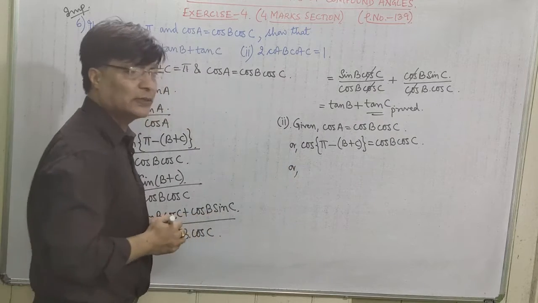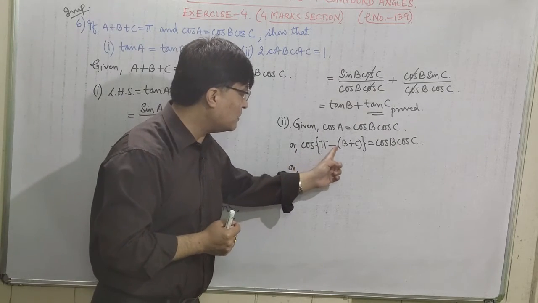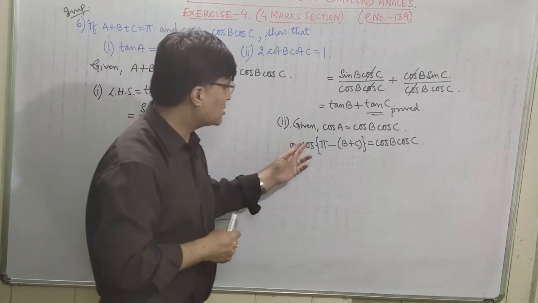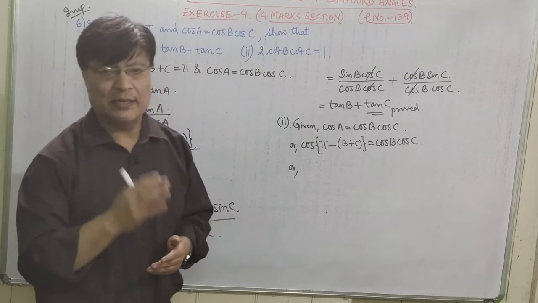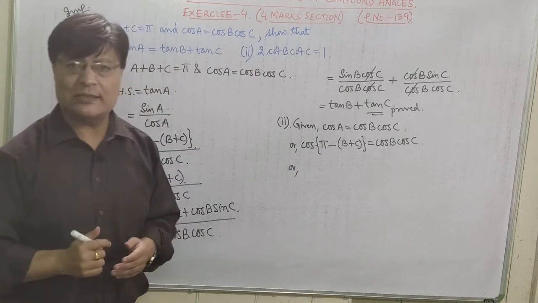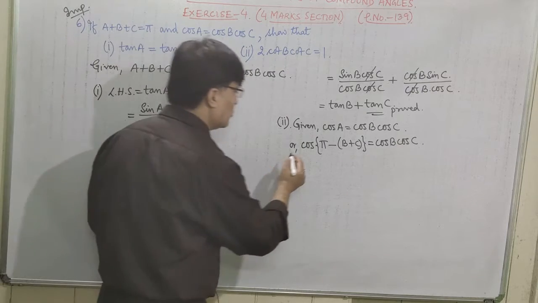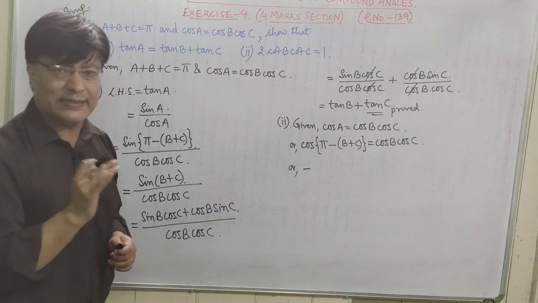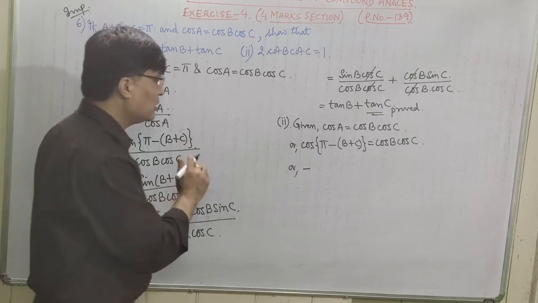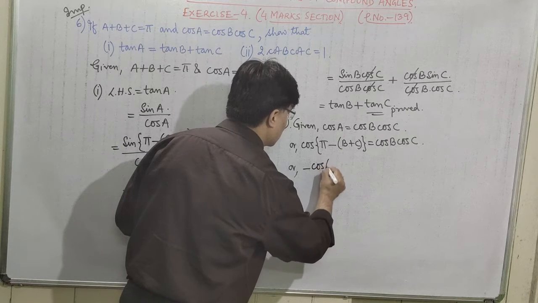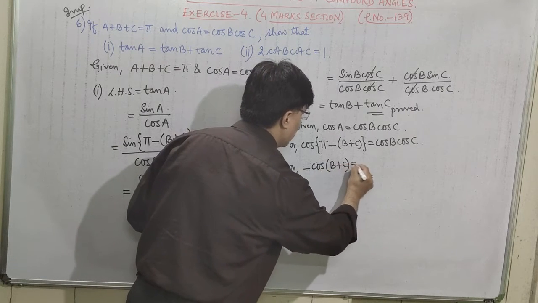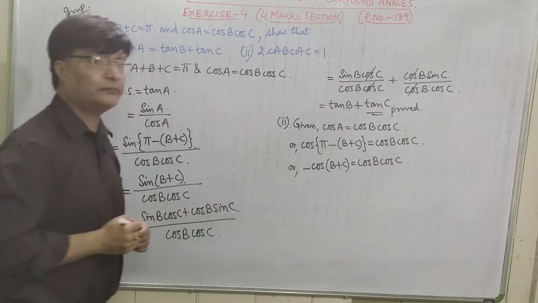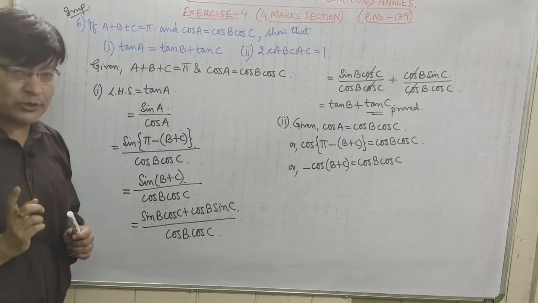Now next, what is this cos of 180 minus (B plus C)? B plus C is taken as theta, so this is cos of 180 minus theta. 180 minus theta always lies in the second quadrant, and in the second quadrant cos is negative, minus. Since it is 180, that is 90 into 2, an even multiple of 90, cos remains as it is. So it is minus cos (B plus C), the right hand side is kept as it is, cos B cos C. So I think you have understood it.